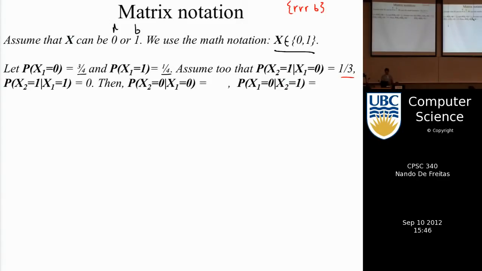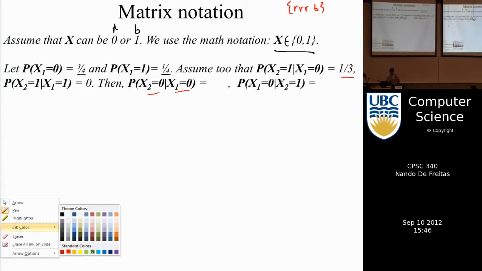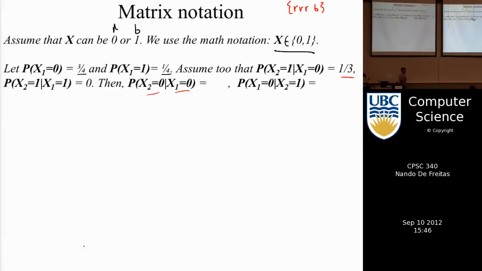So, question for you guys. What's the probability of 0 given 0? That x2 will be 0 given that x1 was 0? Two over 3. 2/3. Okay. Things are starting to get harder. You guys are taking longer now.